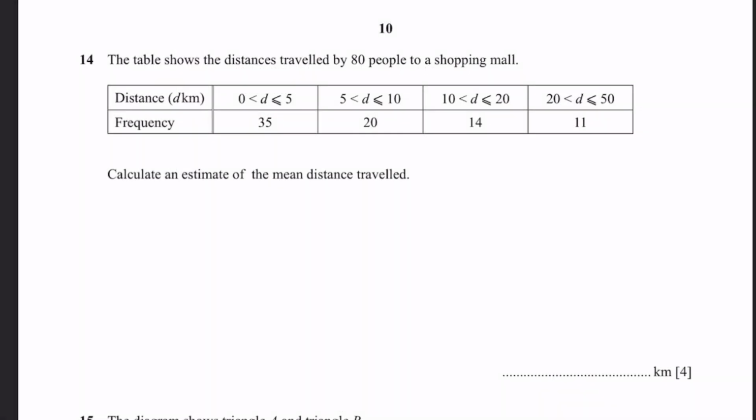The table shows the distances traveled by 80 people to a shopping mall. Calculate an estimate of the mean distance traveled. First, we can find the midpoints of these classes. So 0 less than x less than or equal to 5, midpoint is 2.5. We just add the two class endpoint values and divide by 2 after we added them. And we get these values. We get 7.5, 15, and 35.